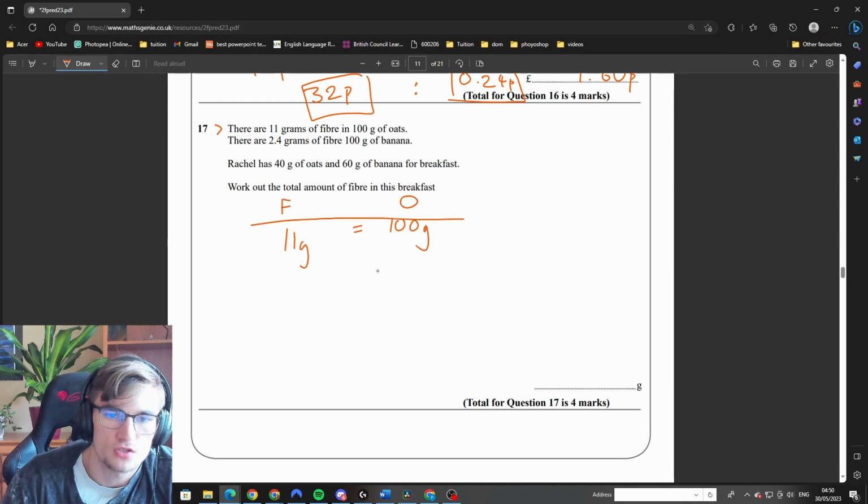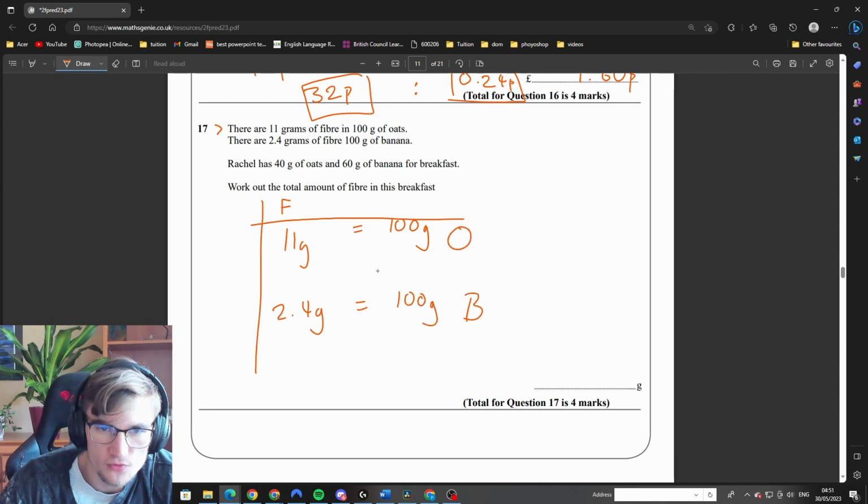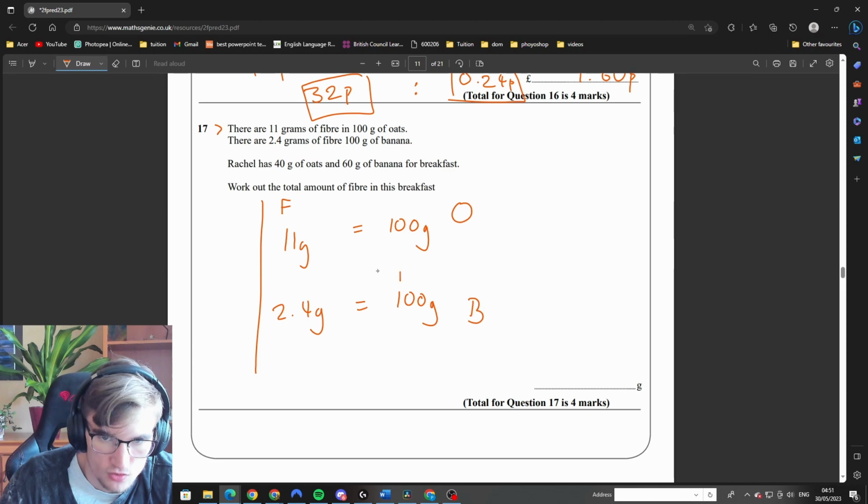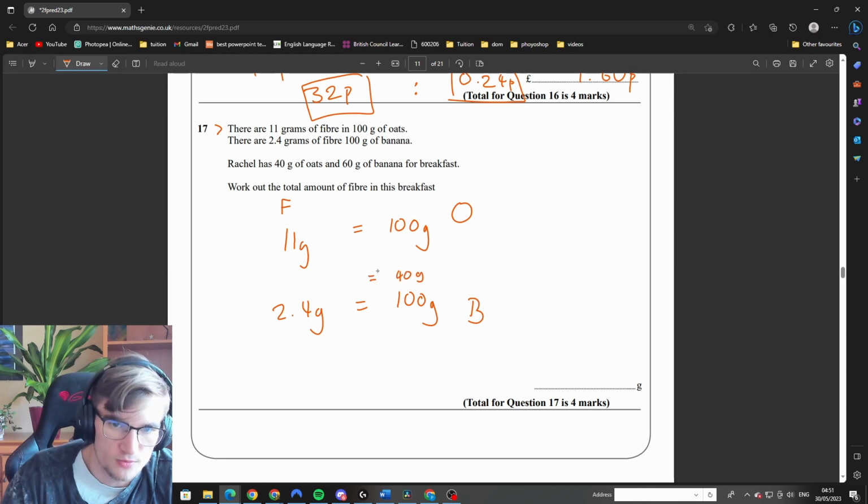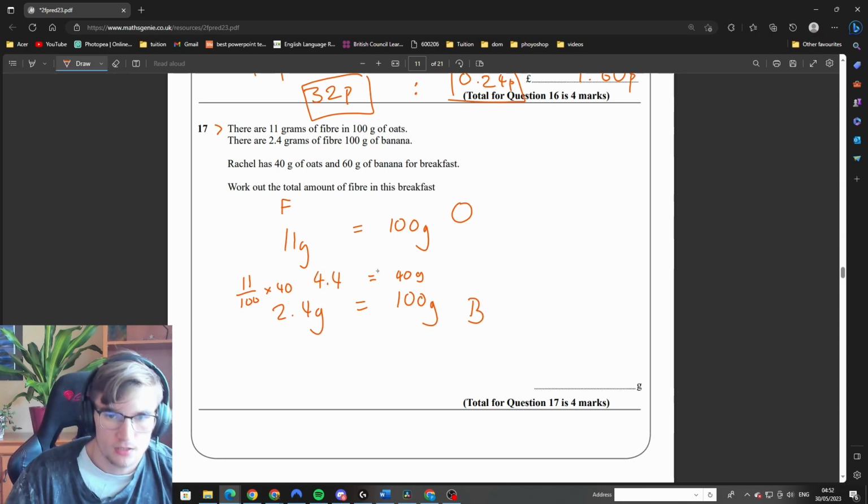Now I'm told that there's 2.4 grams in 100 grams of banana. Rachel has 40 grams of oats and 60 grams of banana for breakfast. So she had 40 grams of oats. So let's start off with the oats. I need to convert 100 grams into 40 grams. To find out, I'm just going to do 11 divided by 100 times by 40. Why did I do it that way? Because if I divide by 100, I find out what 1 gram is. And then once I know what 1 gram is, I'm just going to times it by 40, which is of course 4.4.